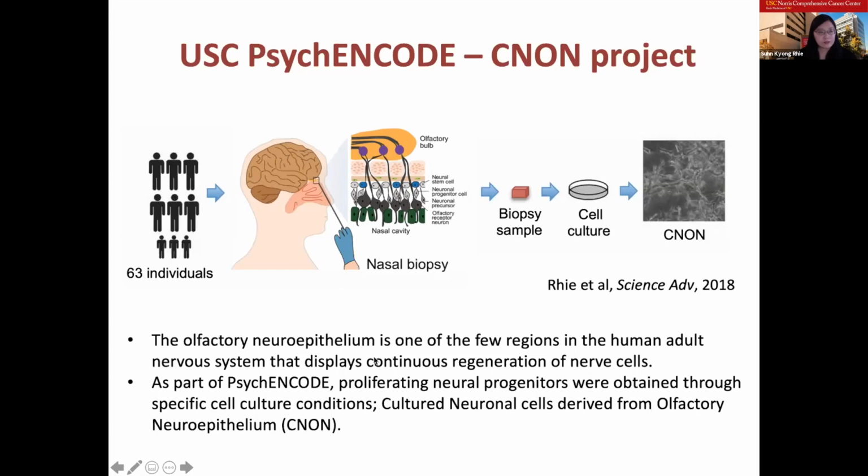So we decided to recruit patients with schizophrenia and control groups, and we took nasal biopsies from them. We collected neuronal progenitor cells, cultured them, and generated cultured neuronal cells derived from olfactory neuroepithelium. We collected chromatin from each individual's cells, and then we performed ChIP-seq as I showed on the previous slides.